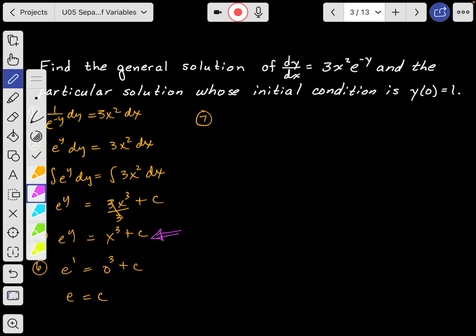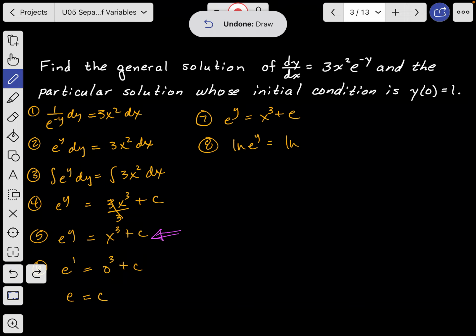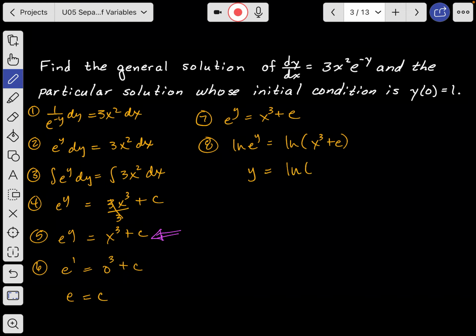All right, so I've got e to the y is equal to x cubed plus e, and now we solve for y. So I'll take the natural log, I just want to use parentheses there. And this is going to give me y is equal to the natural log of x cubed plus e. And that's my final answer.